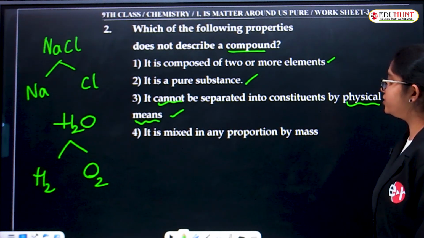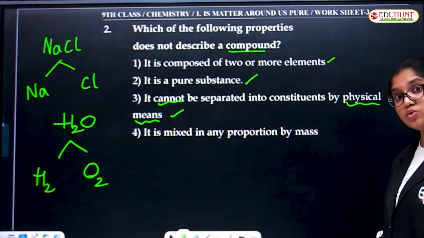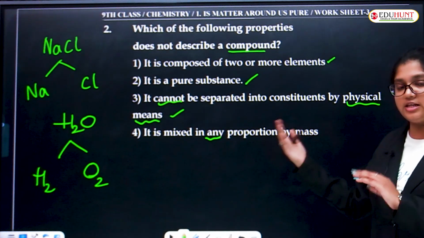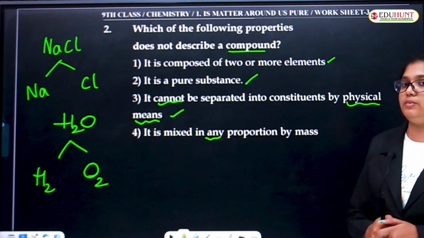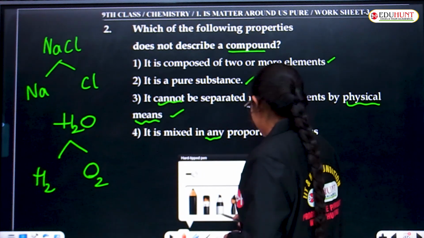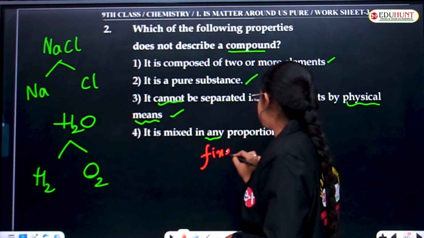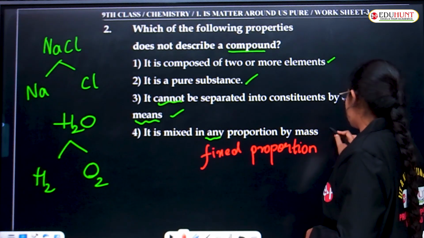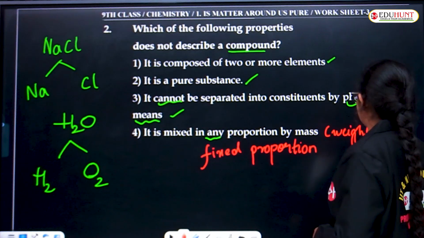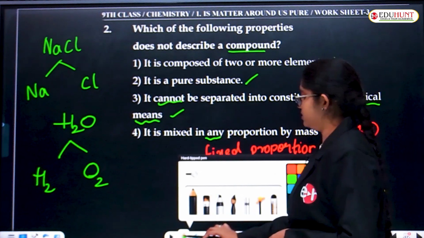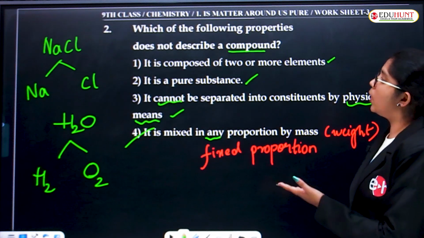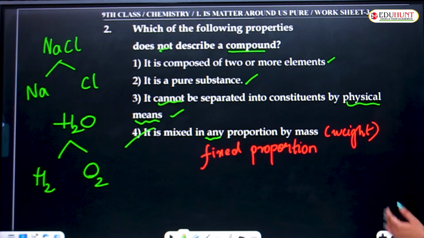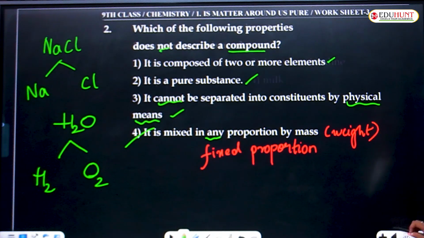Now, option 4: it is mixed in any proportion by mass. Is it true? Does it mix in any proportion? No, it has some fixed proportions by weight, right? So, not any. The right word here is that it is mixed in fixed proportions, by mass, or you can also say by weight. That's the reason we choose this option as the one which is not describing a compound. Clear? So option 4 is right for question number 2.